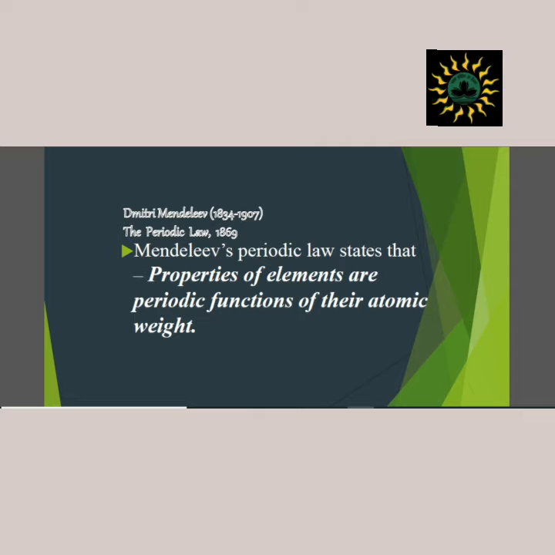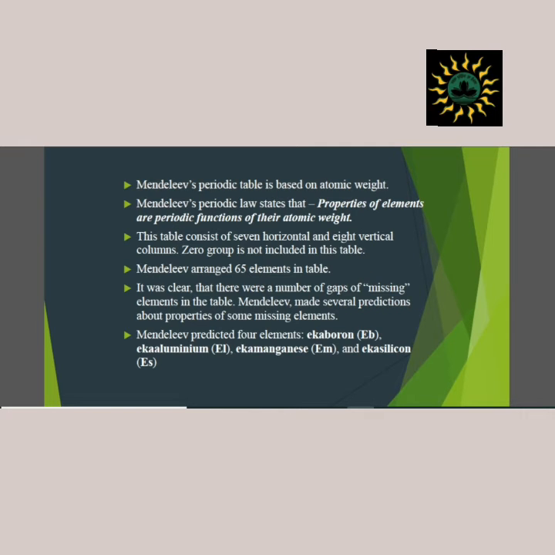Now, what is Mendeleev's periodic law? Mendeleev's periodic law states that the physical and chemical properties of elements are a periodic function of their atomic weight. Also, what were the features of Mendeleev's periodic table? Mendeleev's periodic table is based on atomic weight, and it states that the properties of the elements are a periodic function of their atomic weight. This table consists of 7 horizontal rows and 8 vertical columns.